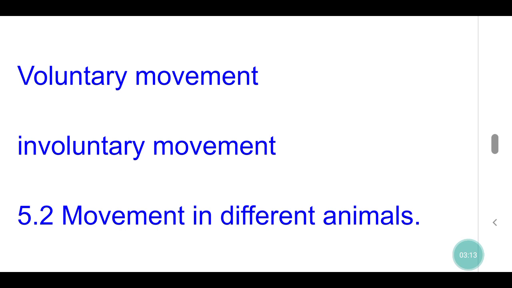The movement of an organism from one place to another is known as locomotion. What is locomotion? From one place to another place, that organism is moving. That is locomotion. You are going to your friend's house. That is locomotion.